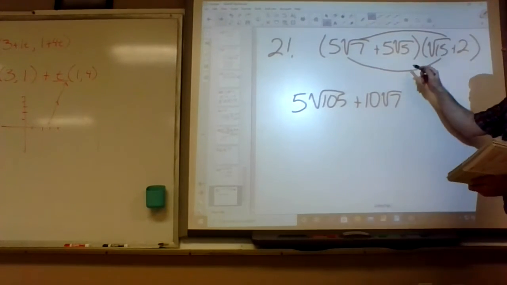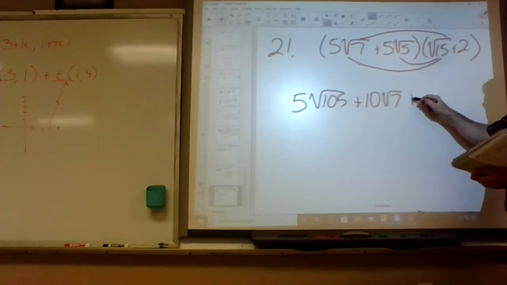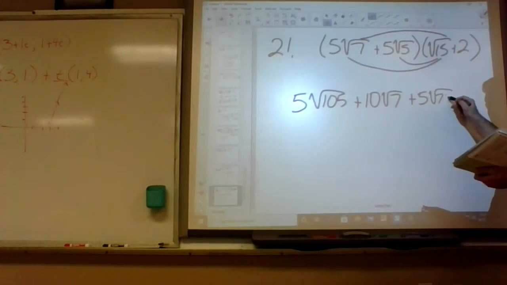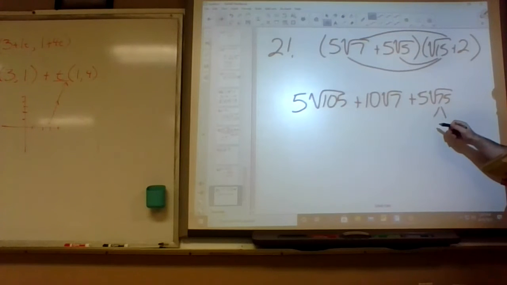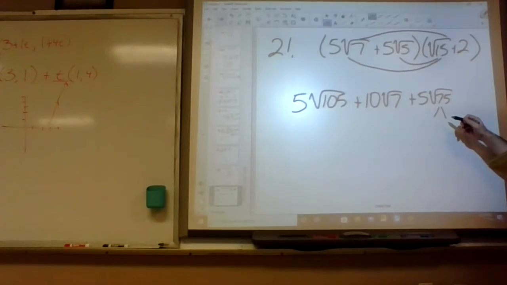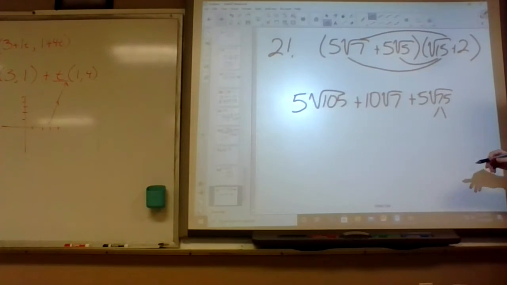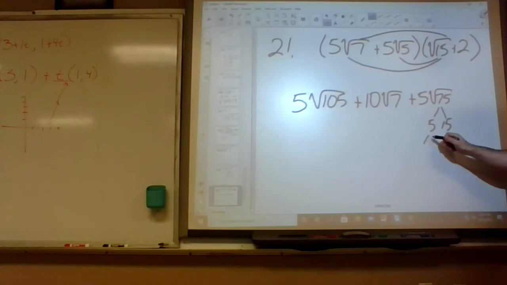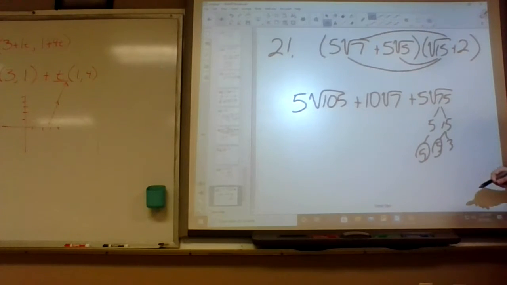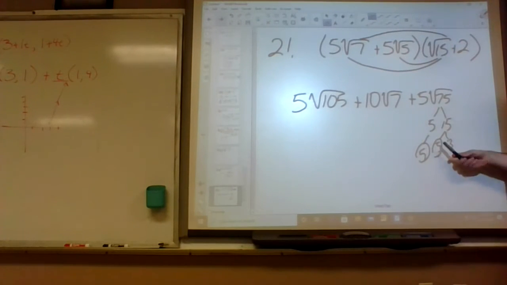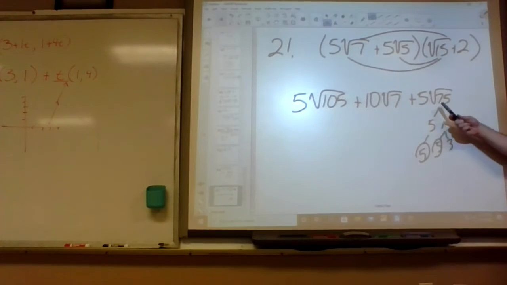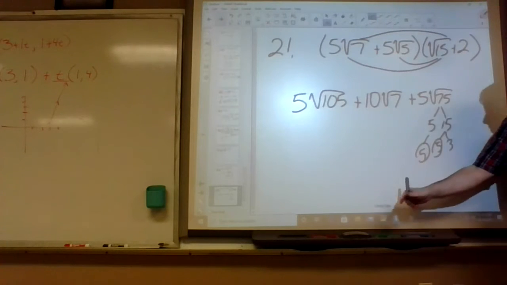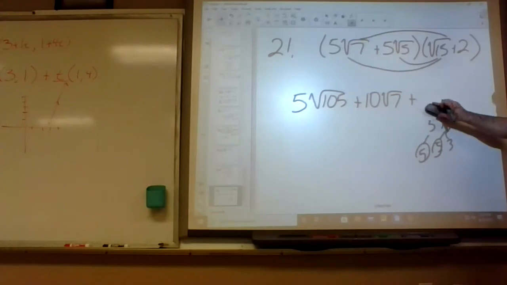Inside is 5 square root of 75, but 75 is 15 times 5. That's where the 15 times 5 came from. But it's 5 times 5, so it's 5 square root of 3. So we have 5 times 5 square root of 3. 5 times 5 is 25, so it's just 25 square root of 3.